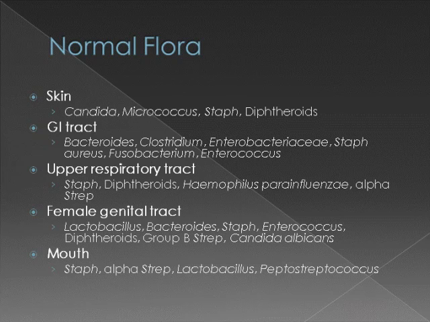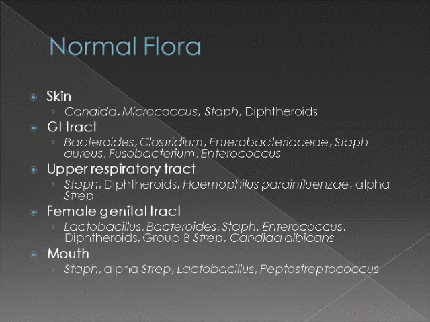All right, here's a review of normal flora. In the skin, we see Candida, Micrococcus, Staph, and Diphtheroids. The Diphtheroid species can include Corynebacterium as well as Propionibacterium species. In the GI tract, we see anaerobes such as Bacteroides, Clostridium, and Fusobacterium, as well as members of Enterobacteriaceae such as Proteus and E. coli. And then we can also see Staph aureus and Enterococcus.